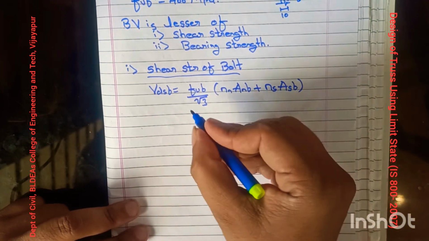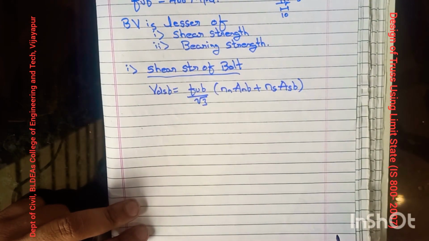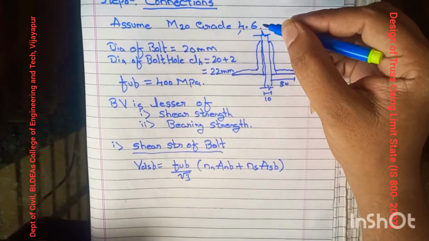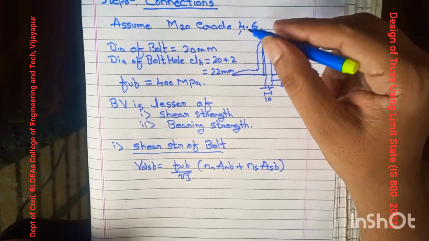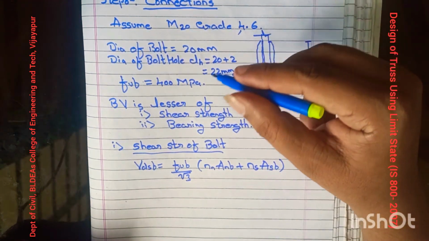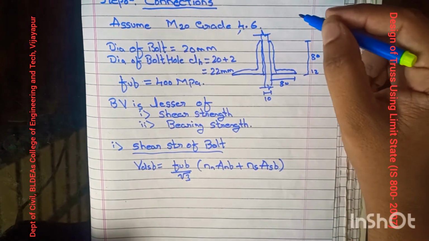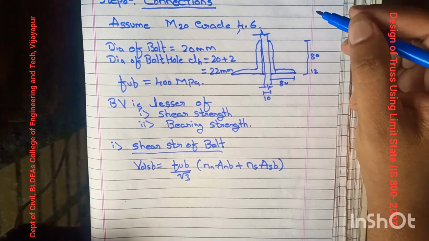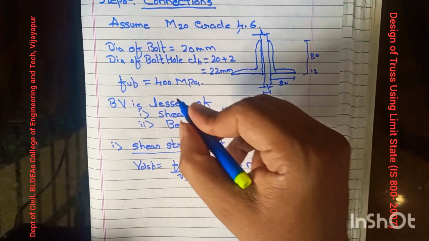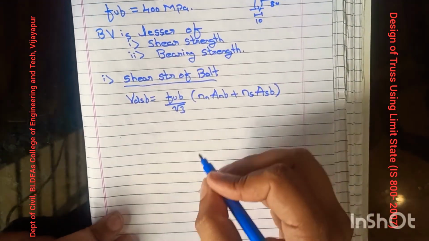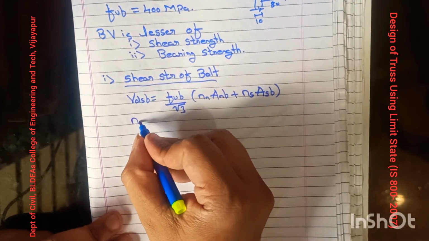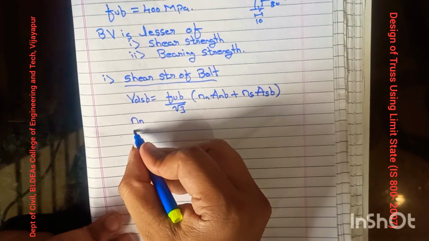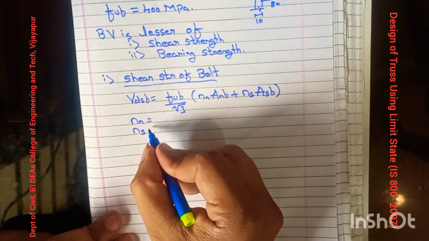So here FUB is 400 MPa. Grade is given in the question. Grade is given 4.6. If it is 5.6, that means FUB value is 500. If it is 8.6, FUB, ultimate strength of the bolt, means 800. So here it is 4.6, so FUB value is 400. Now let us see what these terms are, NN and NS.